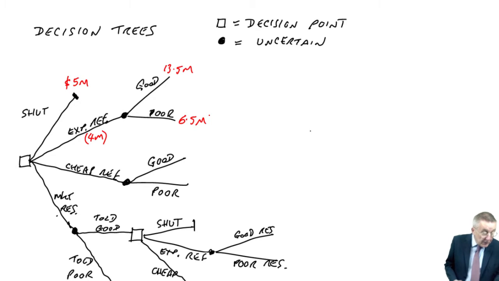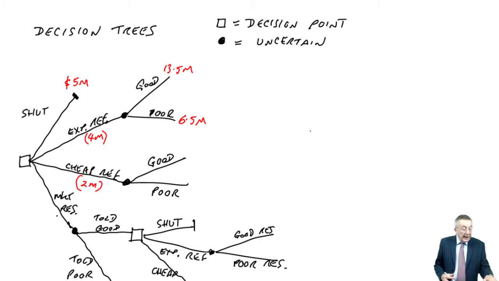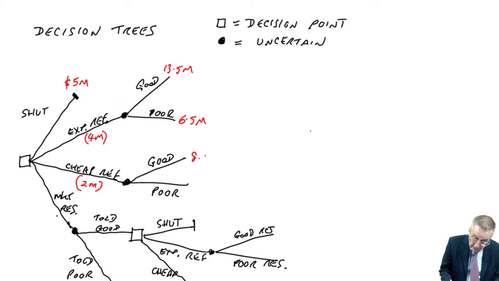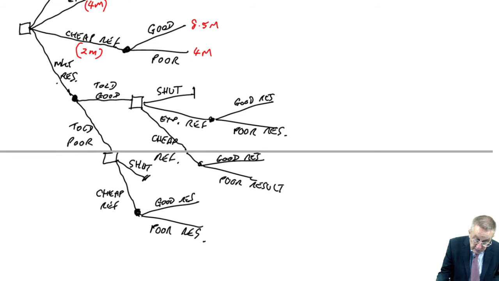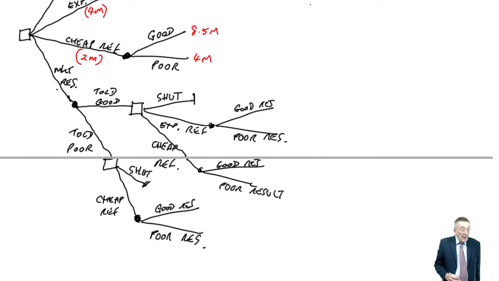If we do the cheap refurbishment, C says we'll pay out, whatever happens, 2 million. And what do we get back? If it's good, we get back 8.5 million. If it's poor, we get back 4 million. Let's carry on with the last of the choices, market research. If we choose to do market research, four paragraphs from the end, it'll cost 200,000, so we'll have to pay out, whatever happens, 0.2 million.